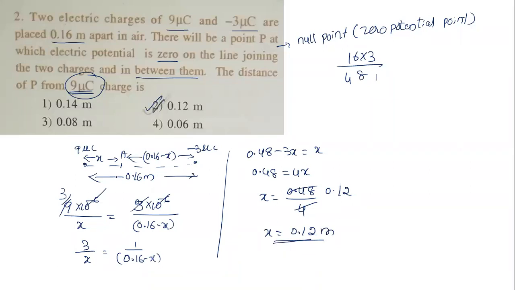Second option is correct. Sir, instead of asking from the 9 microcoulomb charge, if they ask from the minus 3 microcoulomb charge, what can we do? We get the same thing, just reversed. We do 0.16 minus 0.12, which becomes 0.04 meter from the minus 3 microcoulomb charge. So this is about the null point. If you remember this concept, you can usually solve these.